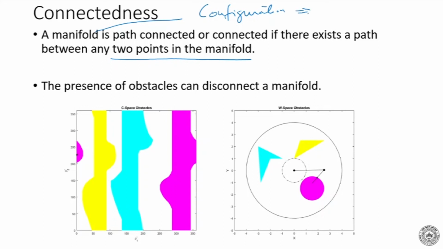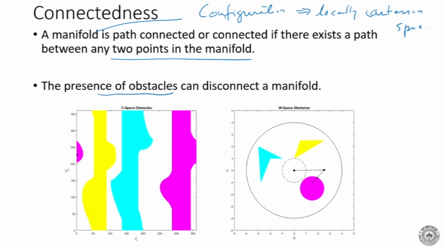Why is it a manifold? Because it is locally like Cartesian space, right? That is why it's called a manifold. Now a manifold is path connected, or connected, if there exists a path between two points in the manifold. Now the presence of obstacles can disconnect the manifold.